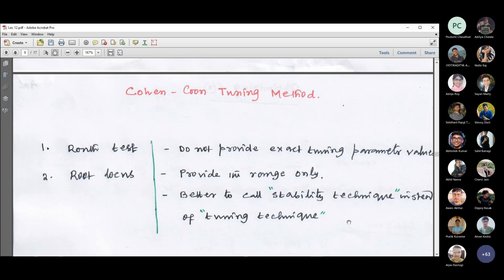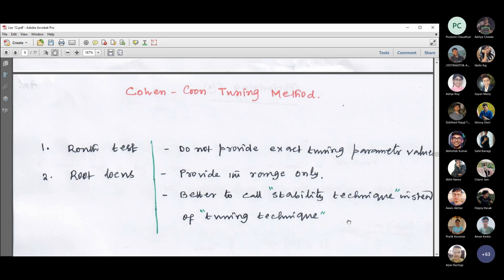What is the motivation behind the Cohen and Kuhn tuning method? So what we'll do, we'll first list the drawbacks of the process tuning methods which we have discussed so far, and we will see at the end whether the Cohen-Kuhn method can overcome those drawbacks or not.